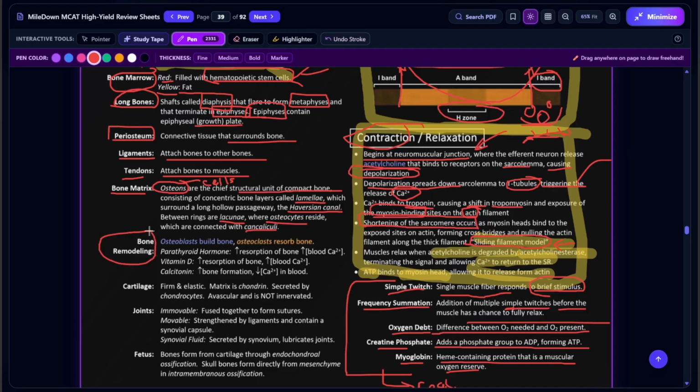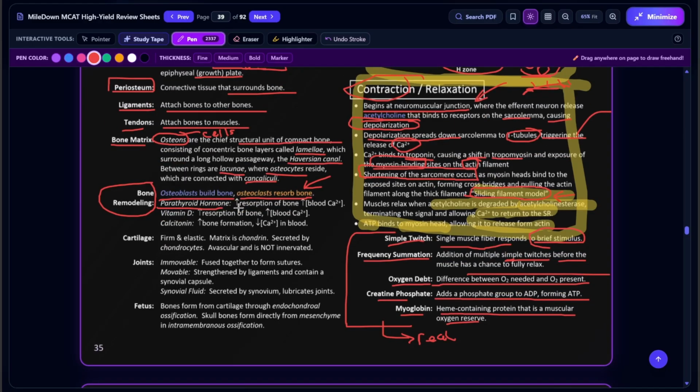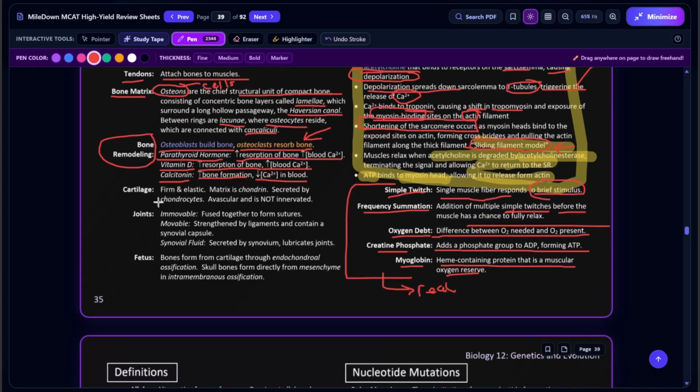So for bone remodeling, osteoblasts will build the bone, and osteoclasts resorb bone. All right, and so this part is pretty high yield, because it's in a different color also because it's important. Parathyroid hormone increases resorption of bone and increases blood calcium levels. Vitamin D increases resorption of bone and increases blood calcium. Calcitonin increases bone formation, but decreases calcium in the blood.